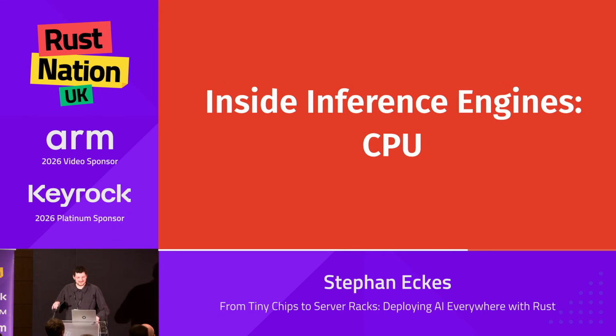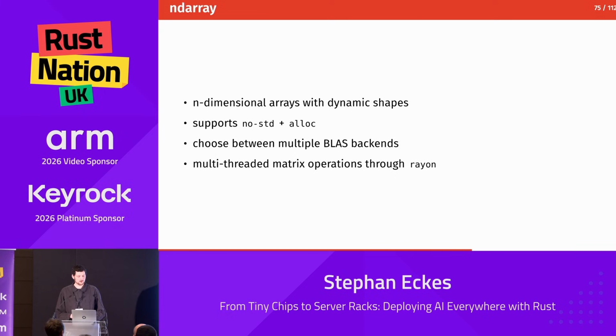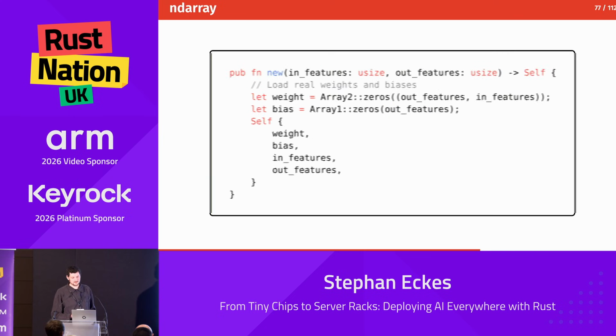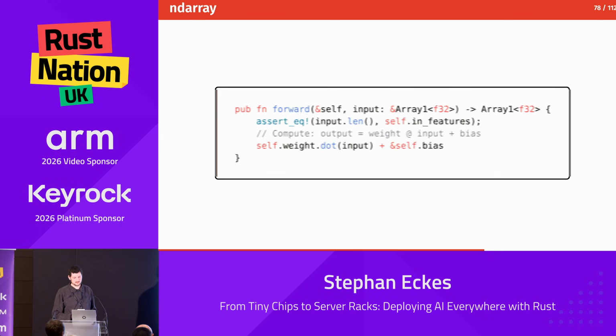So I was looking a bit inside of inference engines. So if you want to run on CPU, you can use ndarray for n-dimensional arrays with dynamic shapes. It supports no std as long as you bring an alloc. And you have multiple BLAS backends. Yeah, I will go a bit faster through this because of the time. But this is how you could build a layer directly with ndarray. So you just have the weight and the bias and the sizes. Then set up the layer how you want to, and run the forward function.